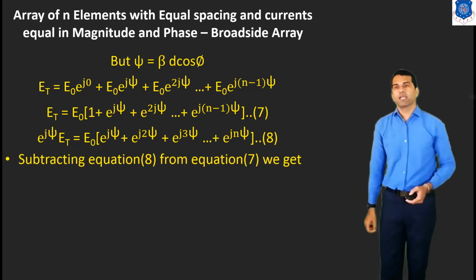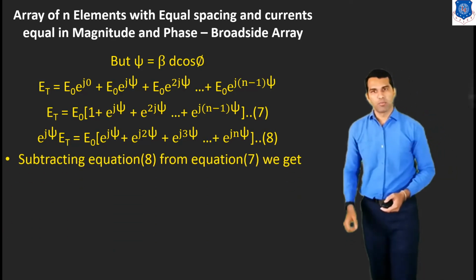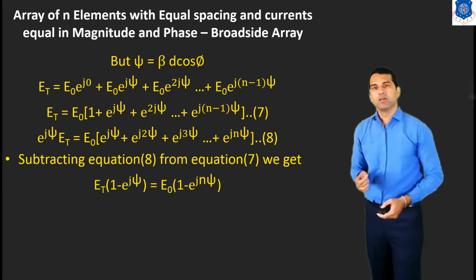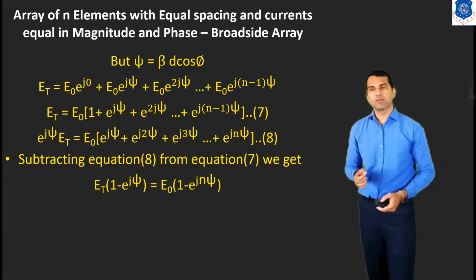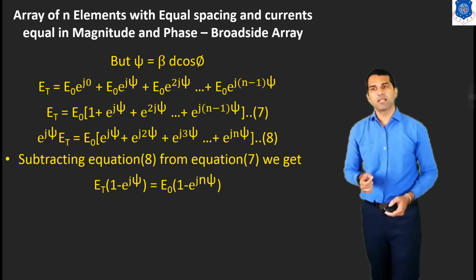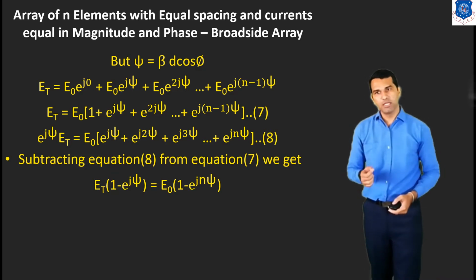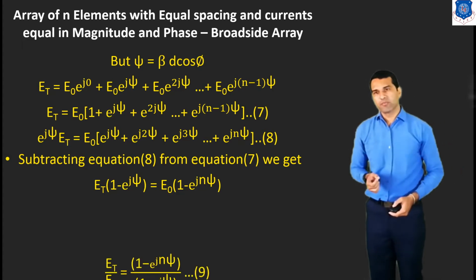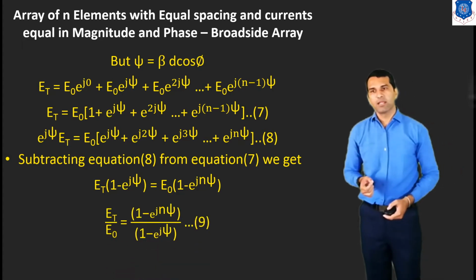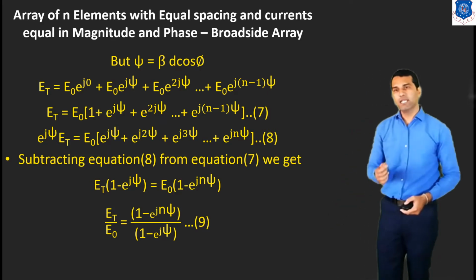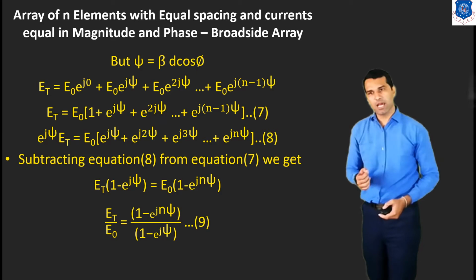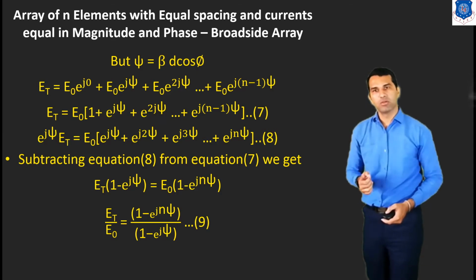Now we subtract equation number 8 from equation number 7. So finally we get Et into 1 minus e raised to j psi is equal to E0 into 1 minus e raised to j n psi. So we can rearrange this equation as Et upon E0 is equal to 1 minus e raised to j n psi upon 1 minus e raised to j psi.